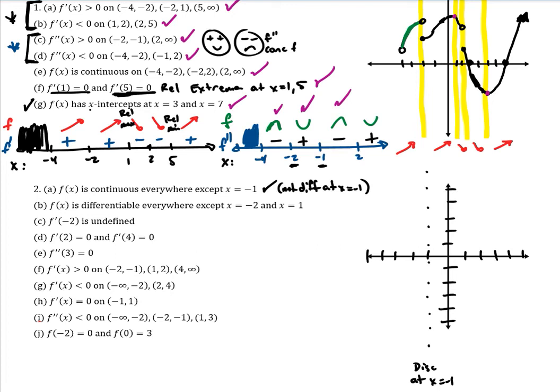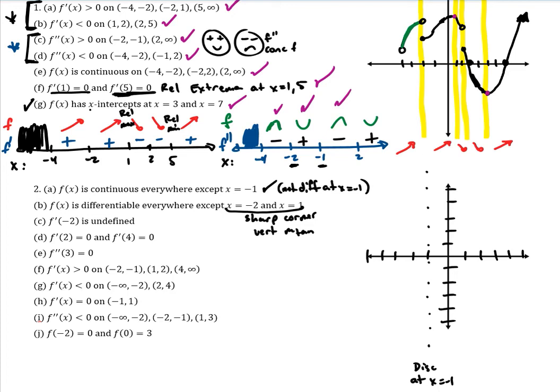All right, so anyway, it says f of x is differentiable everywhere except x equals -2 and x equals 1. Since it's continuous everywhere, that means that these two either have a sharp corner, or there's a vertical tangent line, vertical asymptote. So it's one of those two that would be happening there. All right, and then let's see what else we got.